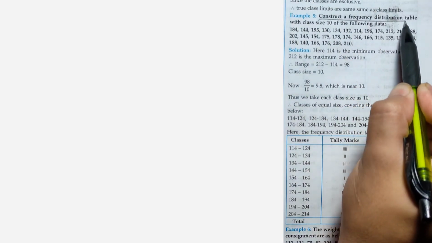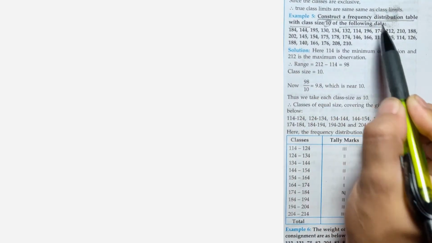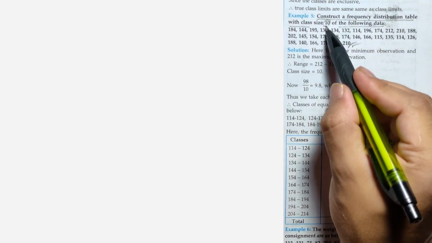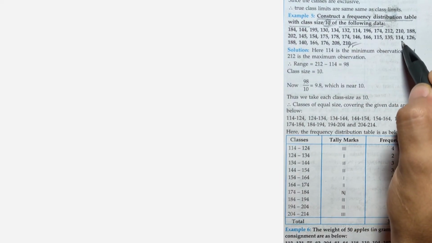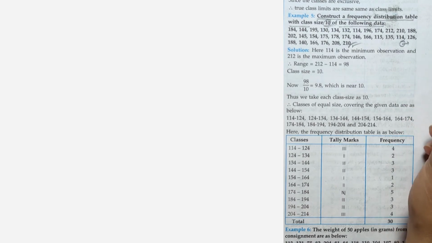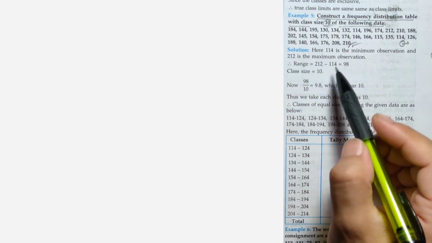Let us look at one more problem. Construct a frequency distribution table with class size 10 of the following data. So this is our data. Now the class size is given, but we don't know with what we should start the class and with what we should end the class. So let's try to find these two first.